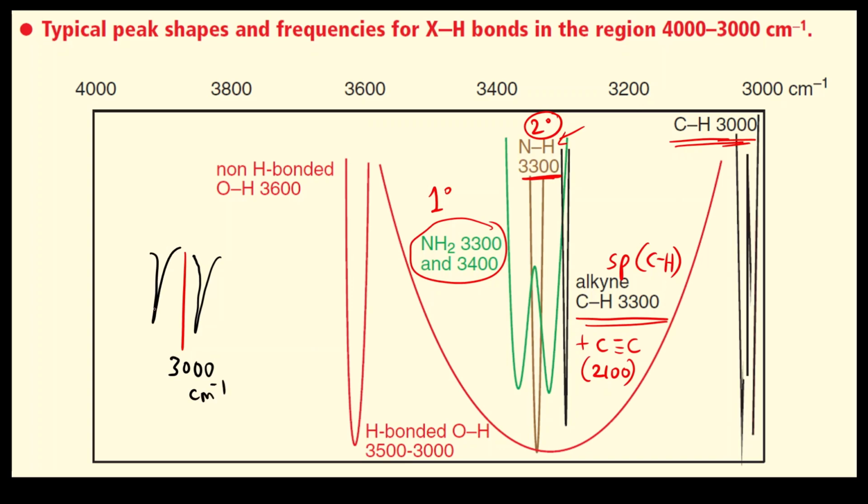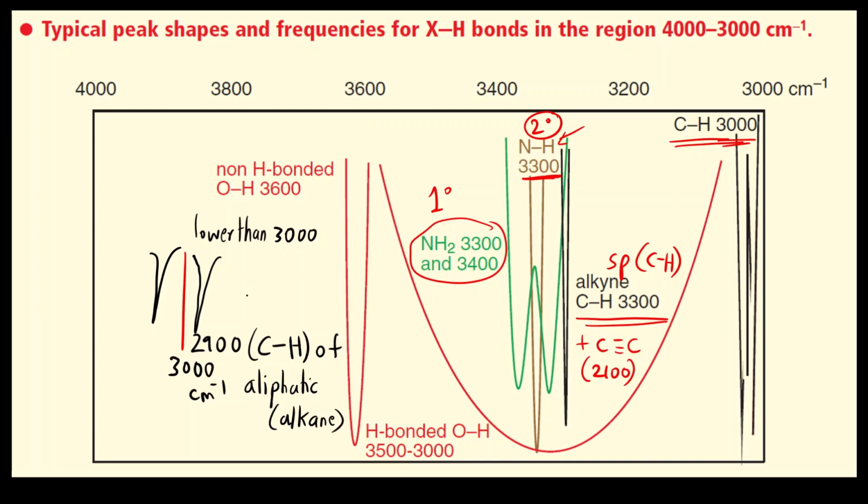Sometimes you will see a peak slightly lower than 3000, let's say 2900. This will be for the CH bond of an aliphatic compound, or we can say alkane. That is sp3 CH. Suppose there is methane.